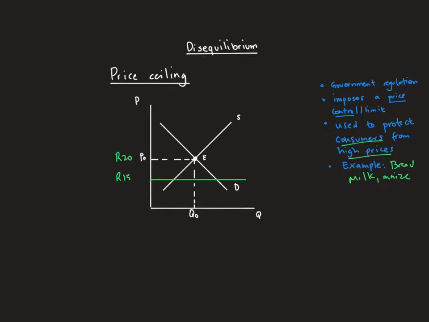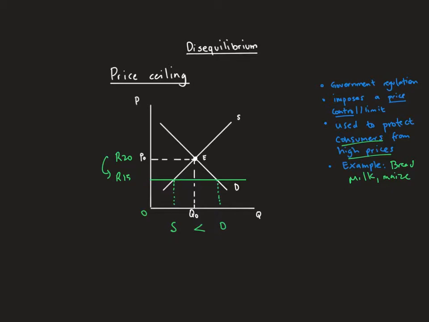So if we cut our first graph, we cut our supply curve. So supply would be there, and our second curve will cut our demand curve. So here we can see that demand will be greater than supply because the price has now dropped from 20 Rand to 15 Rand. The amount of supply of this particular product will also decrease because suppliers will realize that they cannot make as much profit as they used to make before the government intervention of a price ceiling.